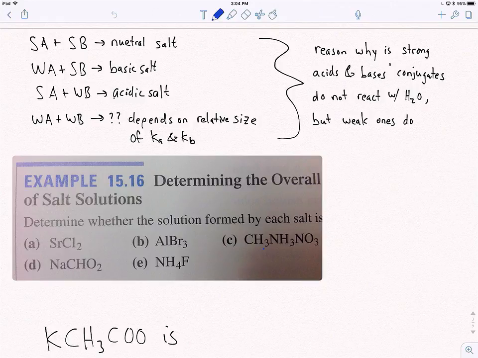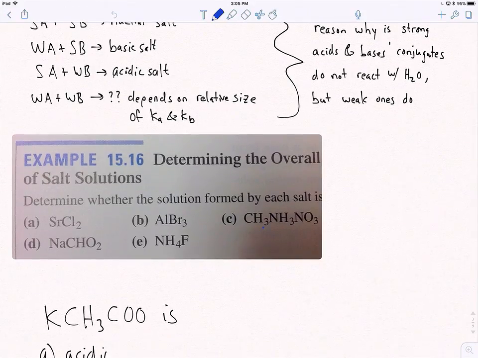The way I always remember this is that with a strong acid and strong base, they cancel each other out. But with a weak acid and a strong base, the base is stronger than the weak acid, so the salt left over is basic. That's not really what happens, but that's the way I always remembered it. The real reason is that the conjugates of the strong acids and strong bases do not react with water, but for the weak acids and weak bases, they do react with water. So that's the real reason why it works that way.